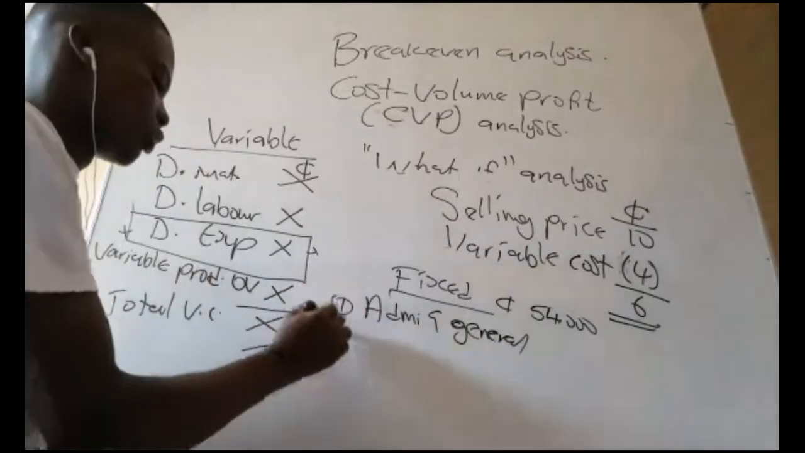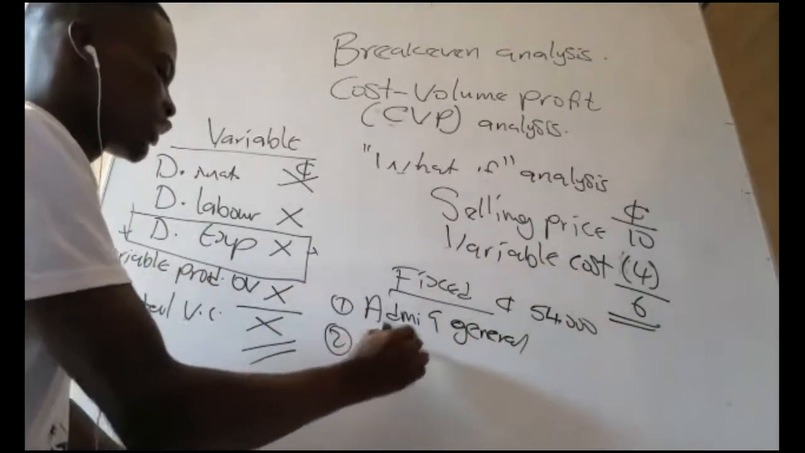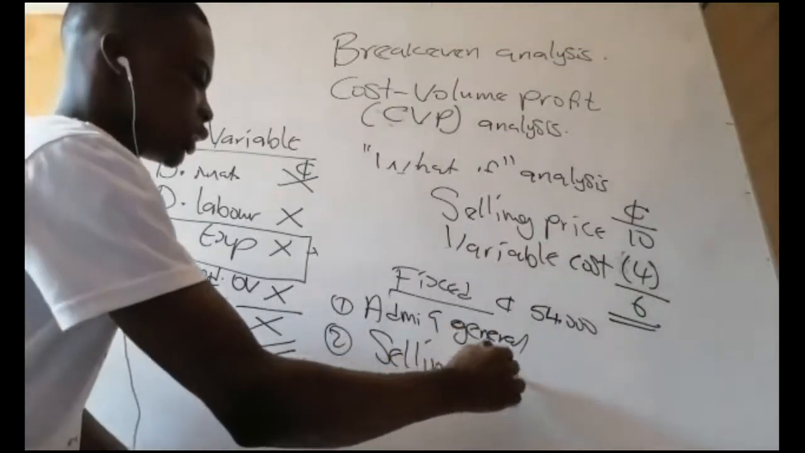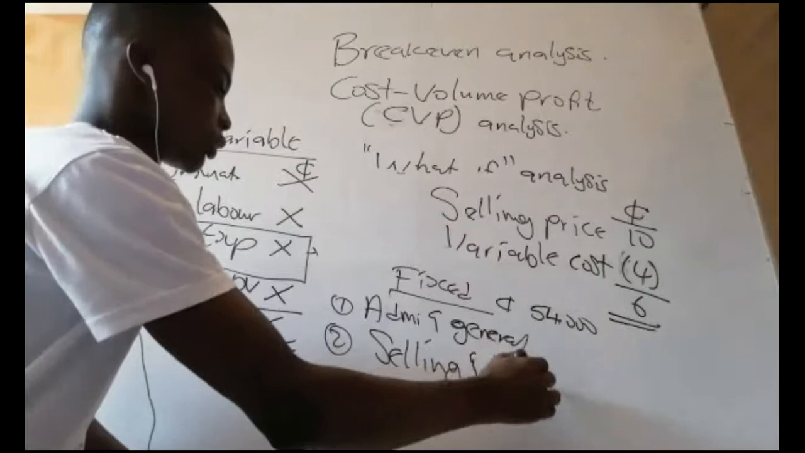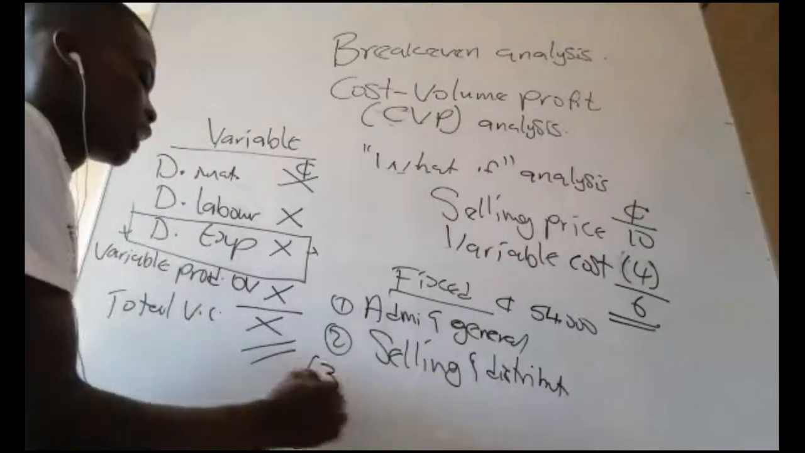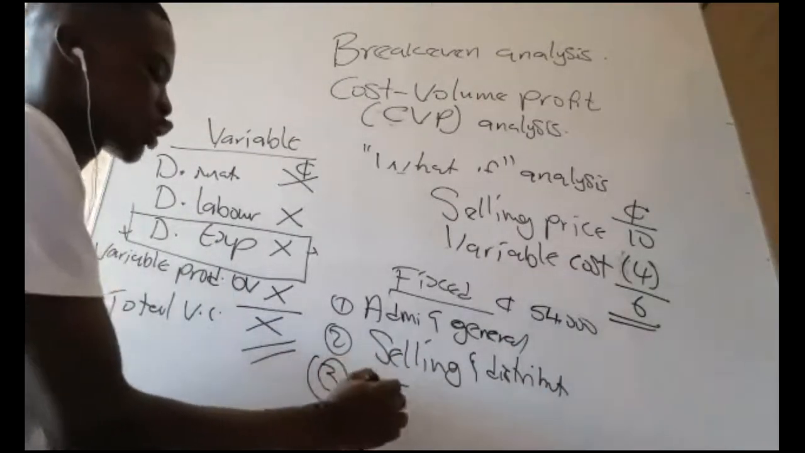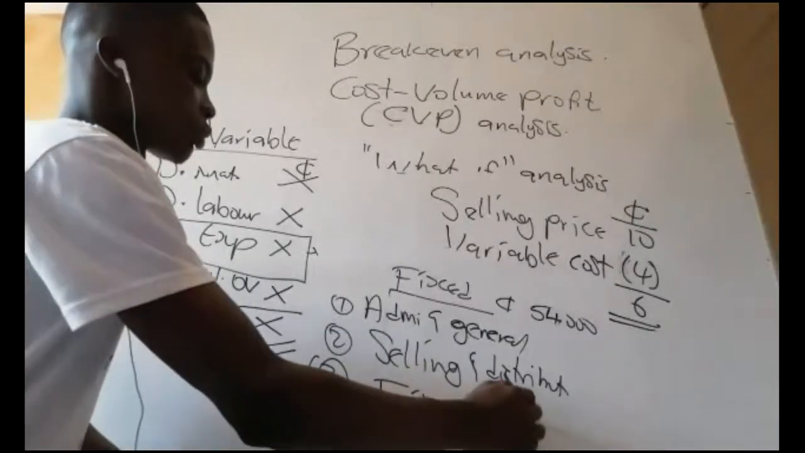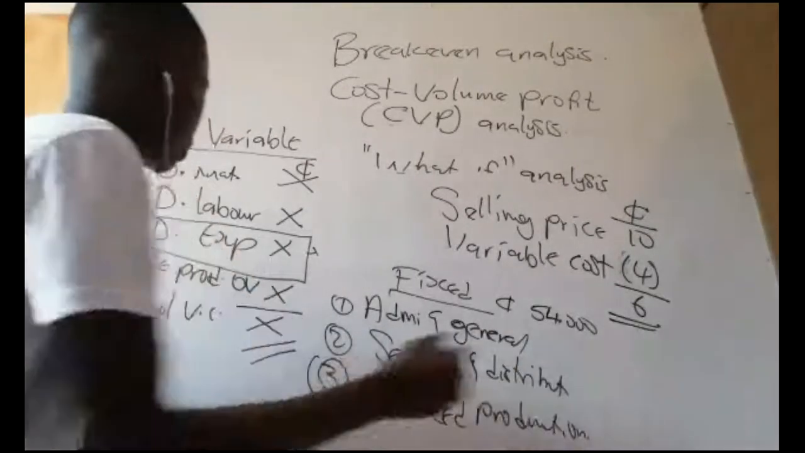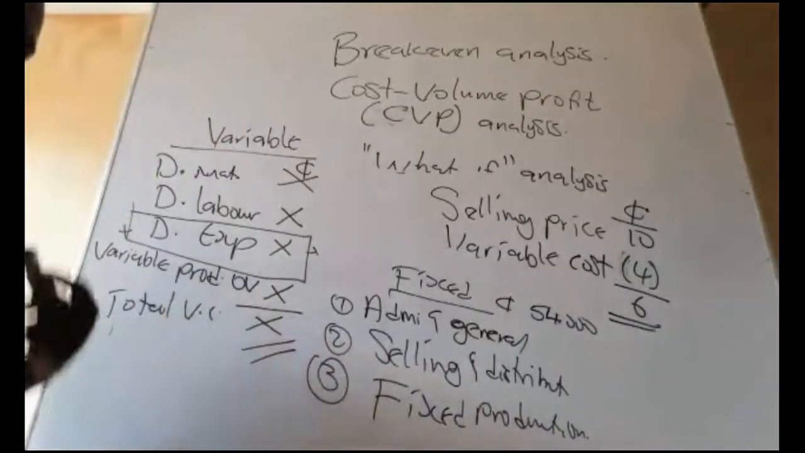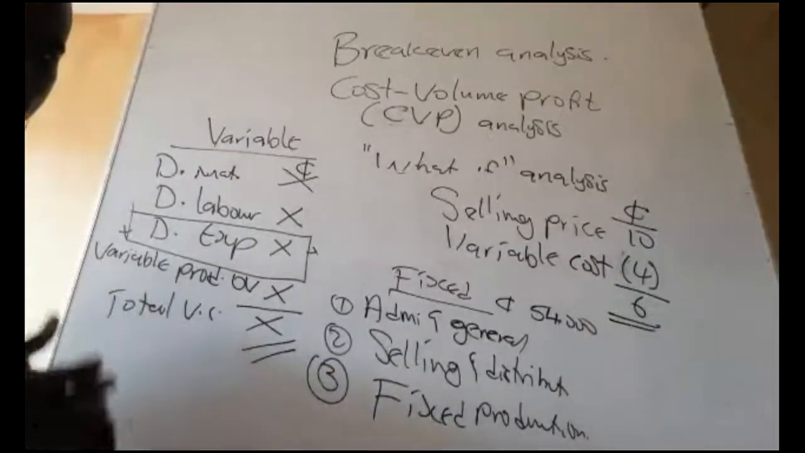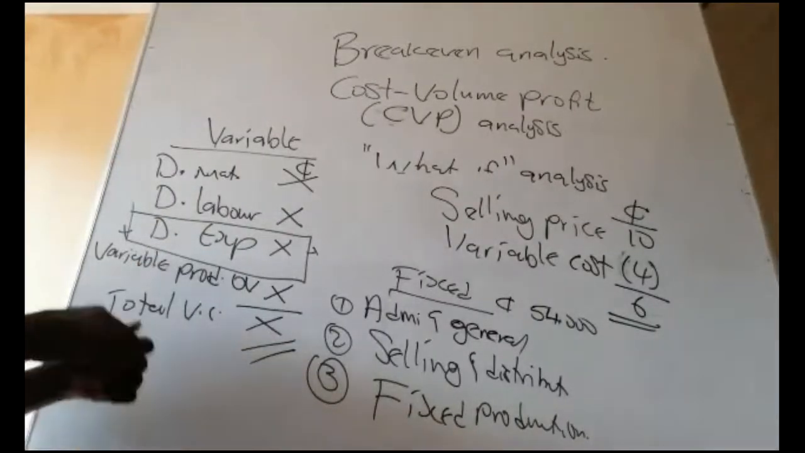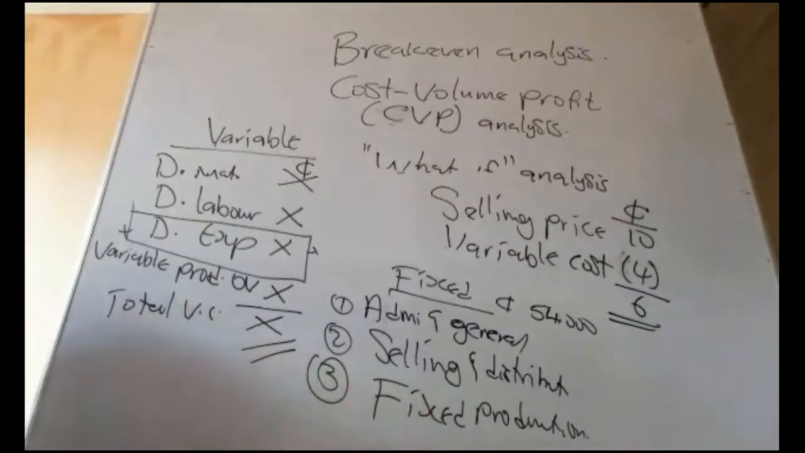That's 1. 2. Can have selling and distribution costs. Selling and what? Distribution cost. Finally, plus the fixed production cost. Good. So the production cost that we are talking about under the break-even session must include all this. Yes, that's the fixed cost we are talking about under the break-even.